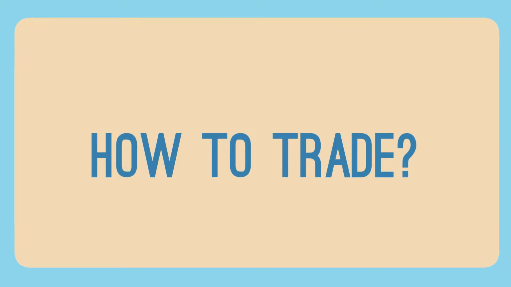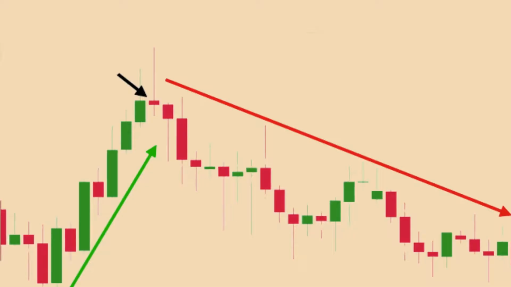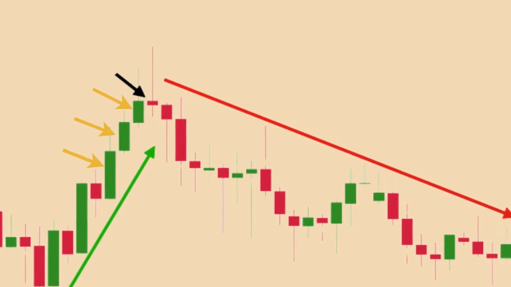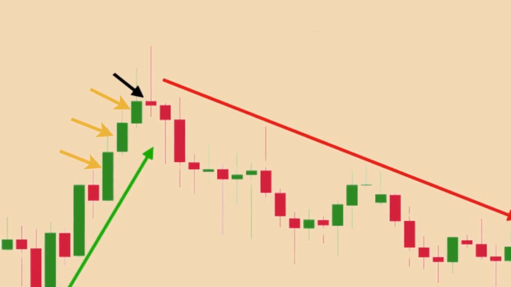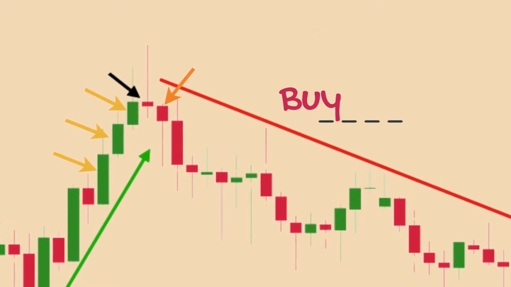How to trade. Traders should take some notes below into consideration while trading. There need to be at least 3 consecutive bullish candles before a shooting star candle. Wait for the confirmation of the market. When the next candle closes, place a buy order.